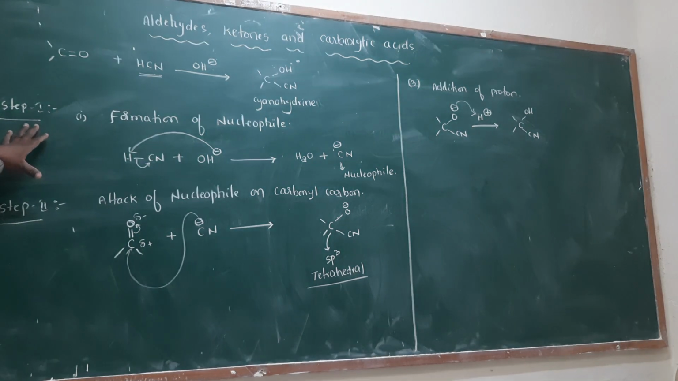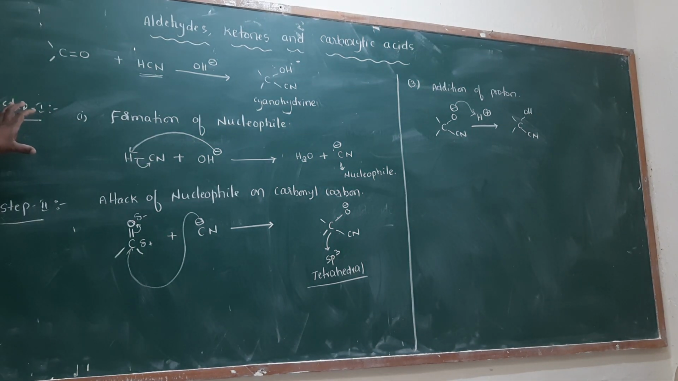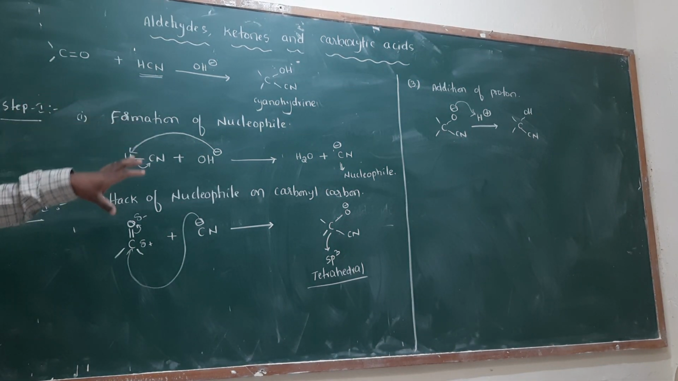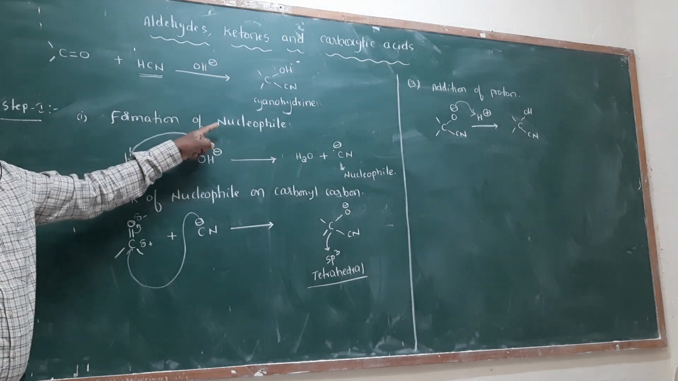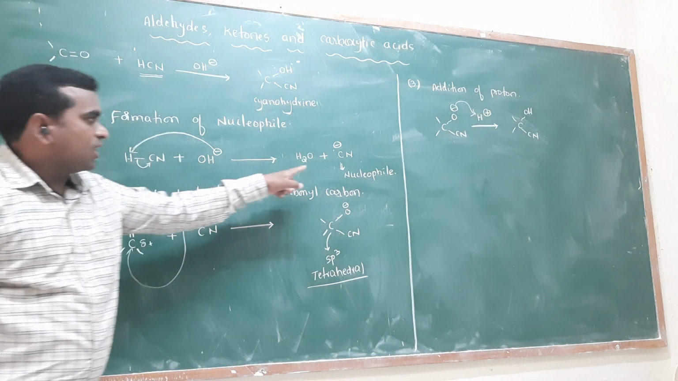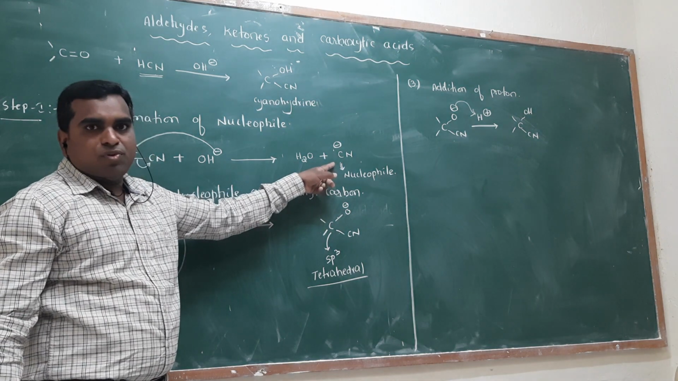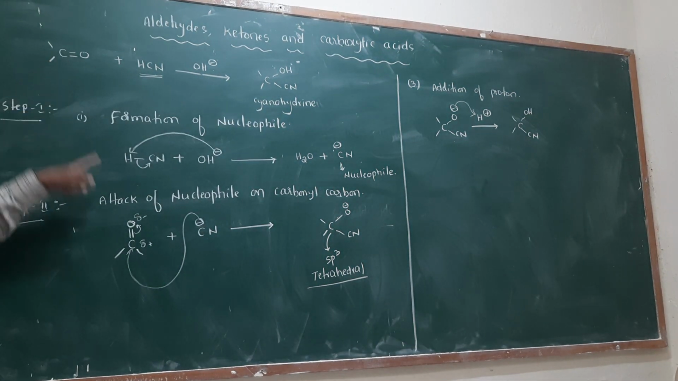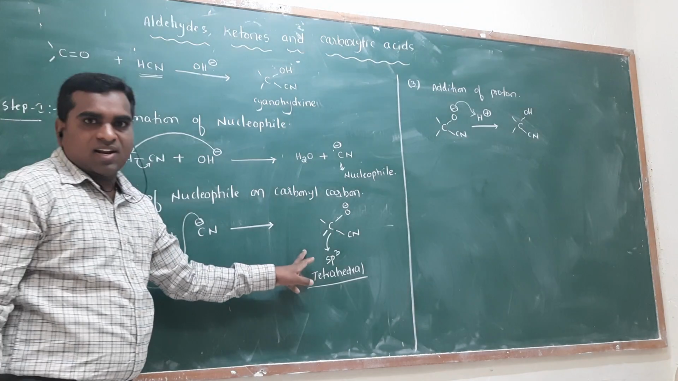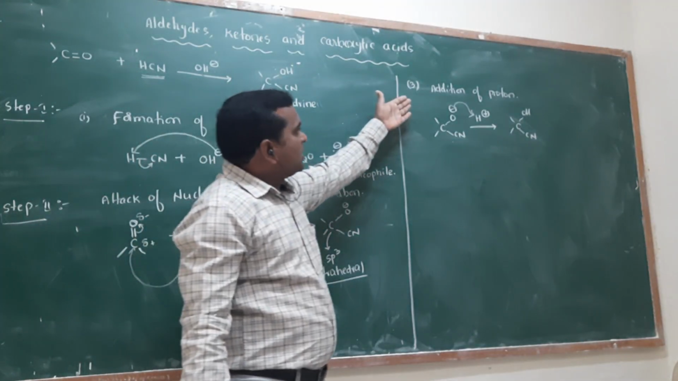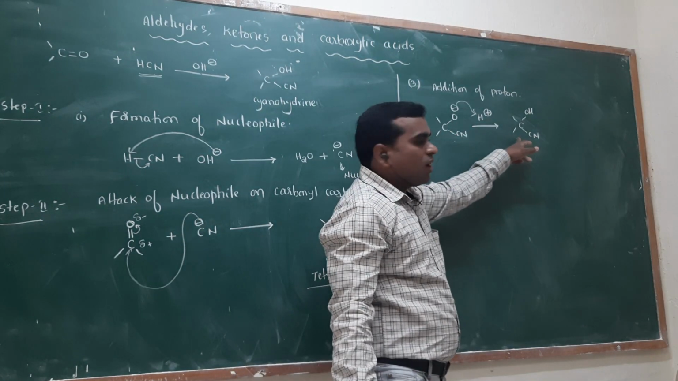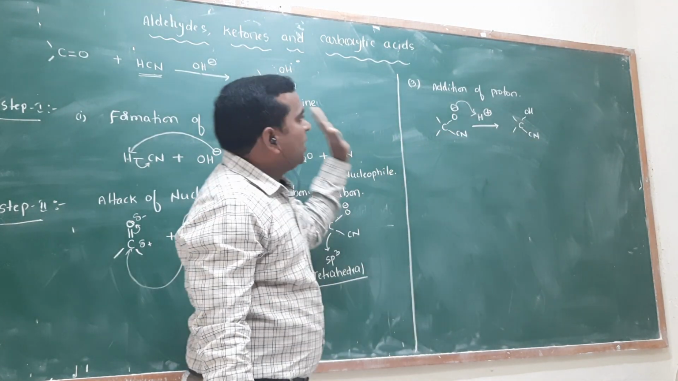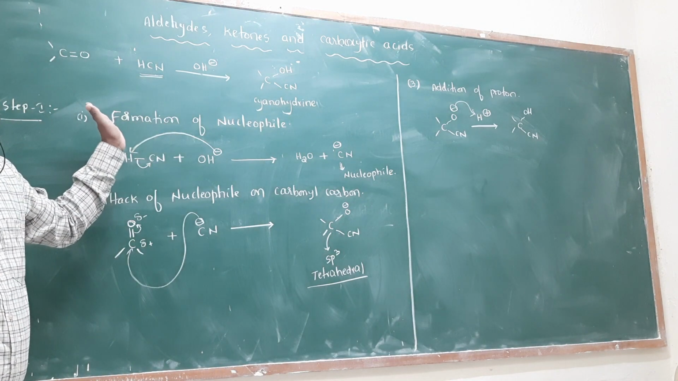So how many steps does it involve? 3 steps. Each step carries 1 mark. So you will have 3 marks for this question, a definite question in your final examination. Formation of nucleophile by the base, and you are getting nucleophile here. After generation, the nucleophile attacks the carbonyl compound and you get the tetrahedral intermediate. After that, addition of proton takes place on the tetrahedral intermediate and gives the cyanohydrin. So this is addition of nucleophile on carbonyl.